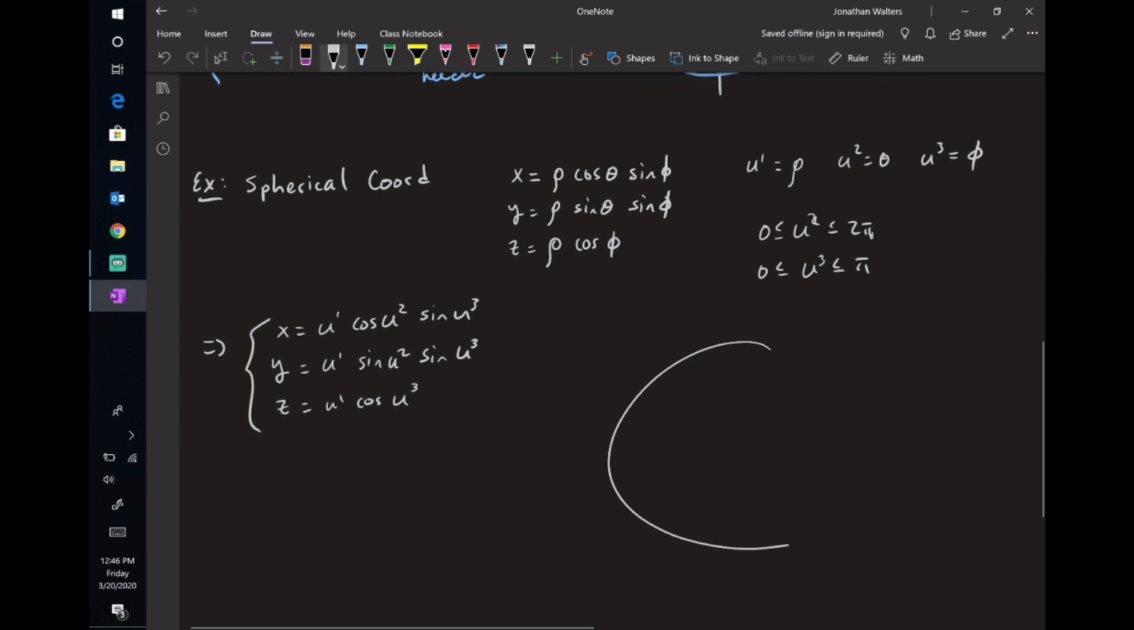You could think of any point in the 3-dimensional space as being somewhere on a sphere. So that sphere right here, this point, some distance away from the origin, rho or u1, some angle off of the positive z-axis, theta or u2, and then some angle down from the positive z-axis, call it u3 or phi. So that's the coordinate system there. So the spherical coordinate system. Any point in the 3-dimensional space, you could say it's somewhere on a sphere.